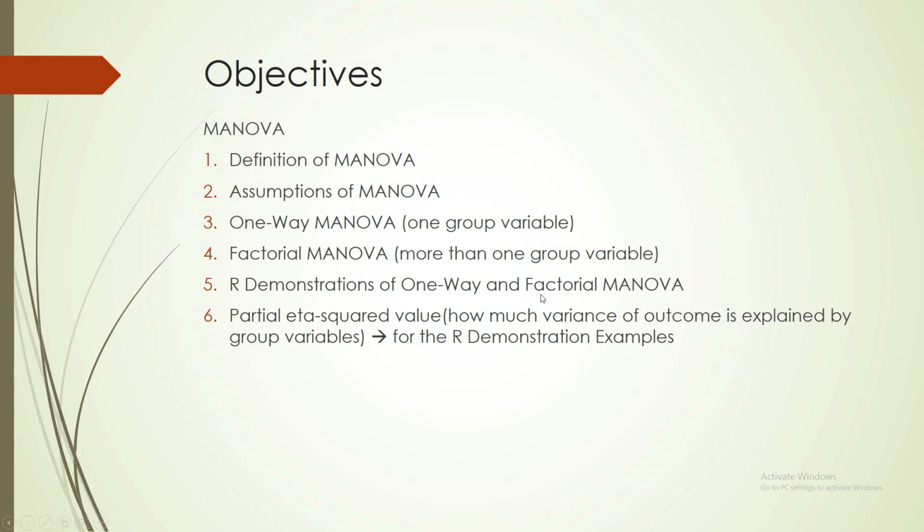Then we go to the R demonstration segment, and we are going to perform MANOVAs on a one-way example and a factorial example. And then we will end the video by looking at something called a partial Eta-Squared value. The partial Eta-Squared value is basically something that we calculate in order to understand how much variance of the outcome is explained by the group variable for the one-way MANOVA, or group variables for the factorial MANOVA.